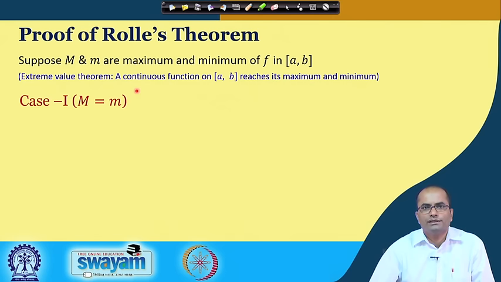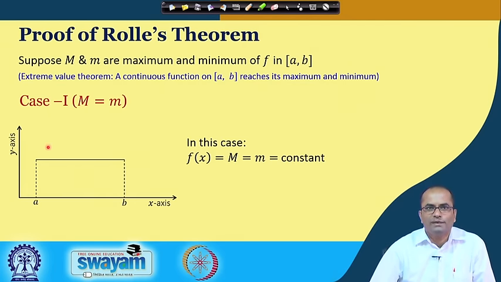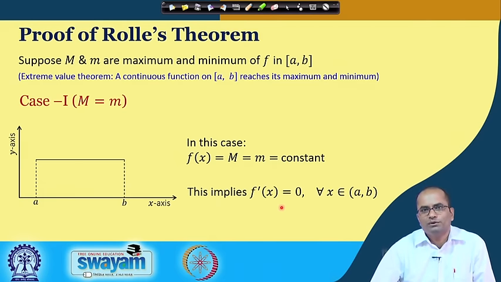Now we consider the following particular situation, case 1, when M is equal to small m. So, the maximum value is equal to the minimum value. Think about the situation where the function has the same maximum and minimum value. In this situation, clearly there is no change in the function value. Basically if we plot this, it is a constant function, and that would be the situation when the minimum value will be equal to the maximum value. So, in this particular case, f(x) is a constant function, and since f(x) is a constant function, naturally whatever point you take, the derivative is going to be 0. So, the theorem is proved in this case when M is equal to small m.